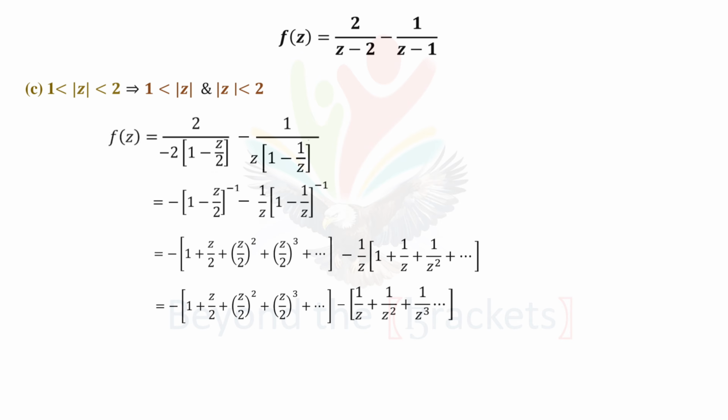Writing this in the summation form, for the first term we get n is from 0 to infinity (z by 2) whole power n. So when n is equal to 0, the first term is 1. When n is equal to 1, it's z by 2. N is equal to 2 implies (z by 2) whole square and so on. For the second term we have summation n is from 1 to infinity 1 by z power n. So when n is equal to 1, we have 1 by z. When n is equal to 2, we have 1 by z square. N is equal to 3, we have 1 by z cube and so on.